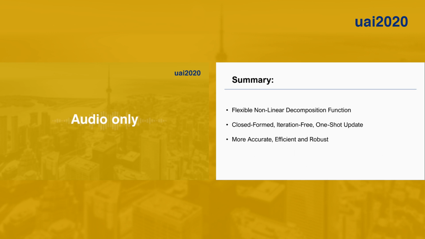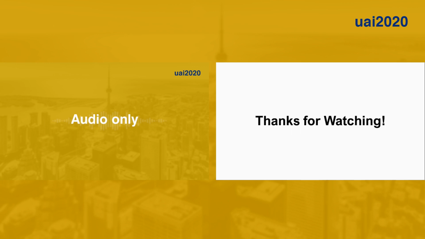To summarize, we have presented SNBTD, a streaming nonlinear Bayesian tensor decomposition method based on spectral GP model and a one-shot update scheme. Experiments on real-world applications have demonstrated the advantage of our model in prediction accuracy, robustness, and running efficiency. This will be the end of this video.